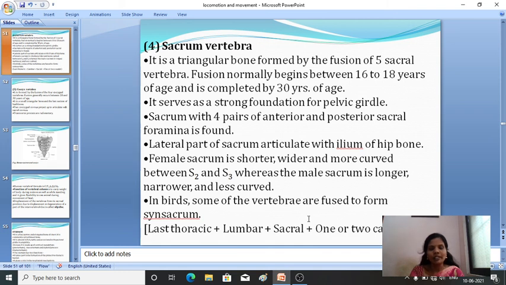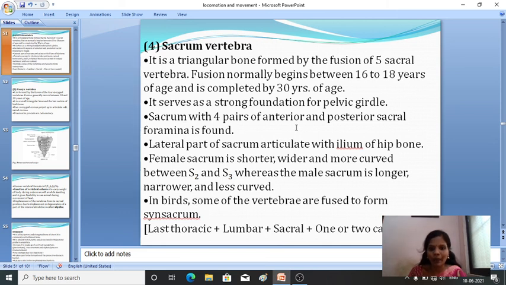The fusion normally begins between 16 to 18 years of age and is completed by 30 years of age. It serves as a strong foundation for the pelvic girdle. It will provide a strong foundation for the pelvic girdle.